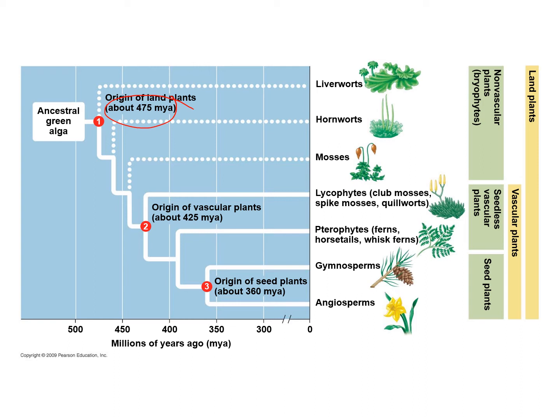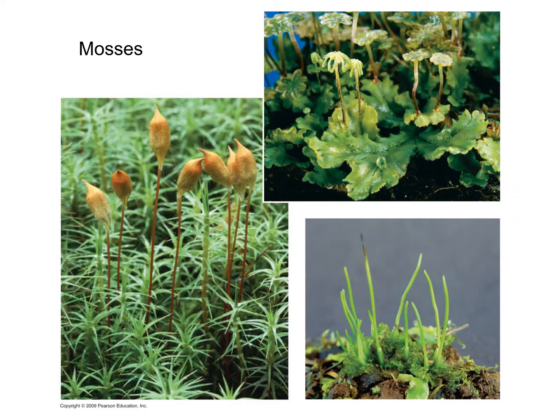And then about 50 million years later, that's a long time later, we finally get vascular tissue with the ferns and the club mosses, and we call those plants vascular plants, along with the next big step, which is the seed plants, gymnosperms and angiosperms. And those evolved around 360 million years ago. And so what we want to do now is just kind of take a quick look at each of these major groups of organisms. And the first one we're going to look at are the mosses.